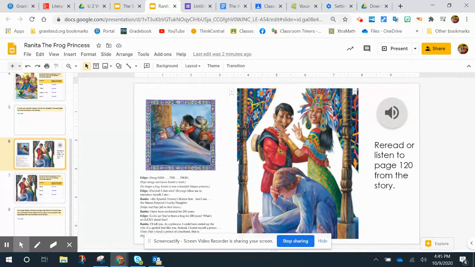Next, we're going to take a look at scene 5, at the very end of the story when Ranita turns into a beautiful Mayan princess. You can either reread or listen to me read the story.